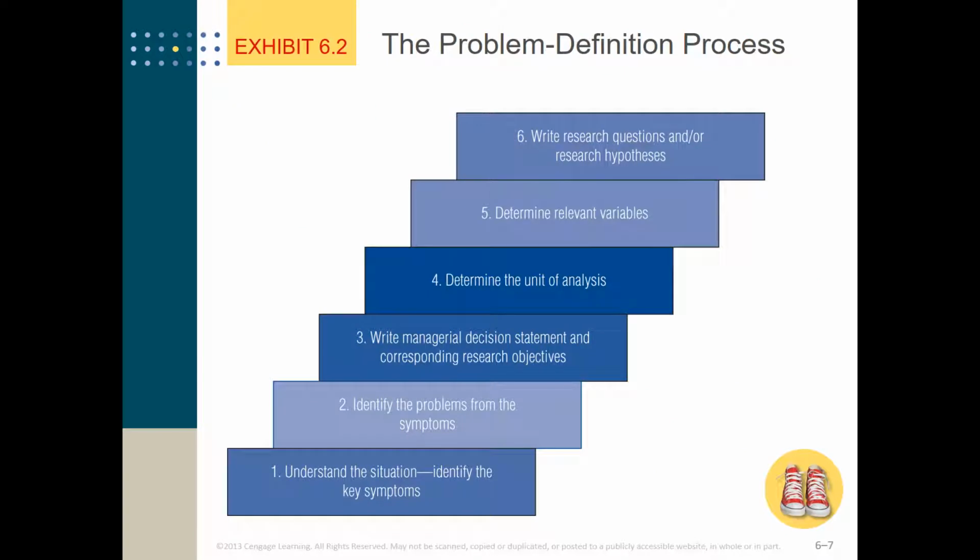This is the whole problem definition process. So you understand, the problem definition process starts with the situation analysis, then identify the problem, writing a managerial decision statement, determine the unit of analysis, determine relevant variables, and writing a research hypothesis. We will be briefly discussing each of these stages.